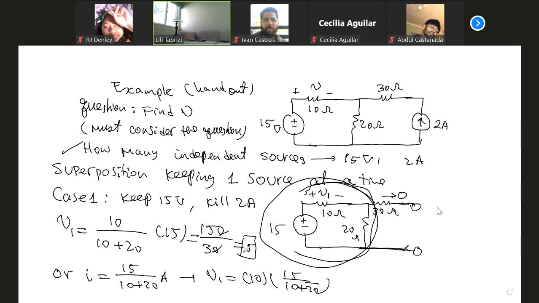This is my style. Okay, so this is 15 over 10 and V1 is equal to 5 volts. You put it aside. Now you go and kill the other sources. So we have two independent sources. We kill the first source, and now you kill the other sources.